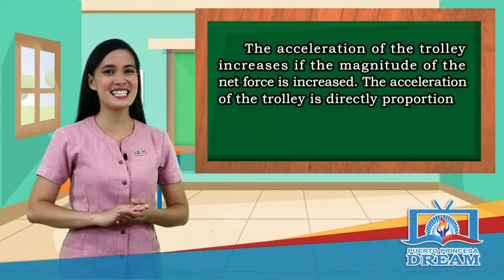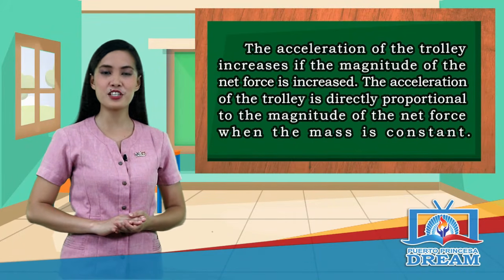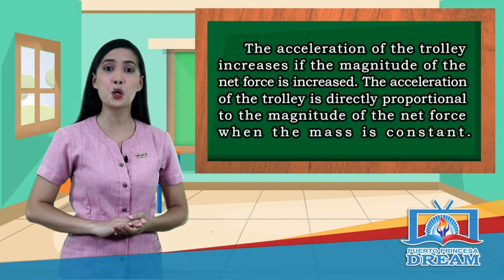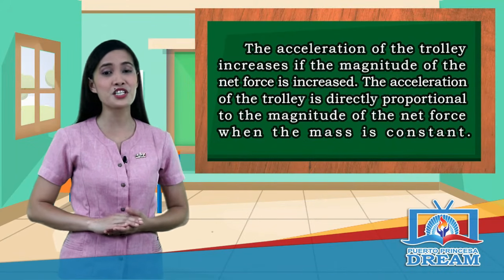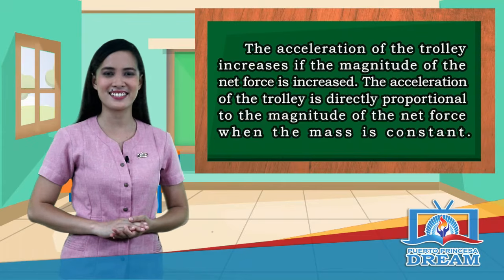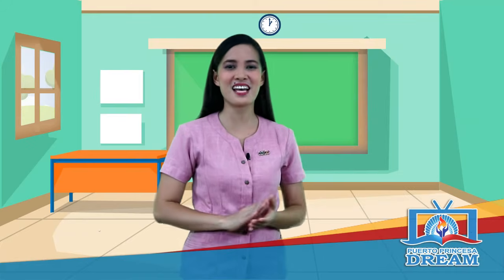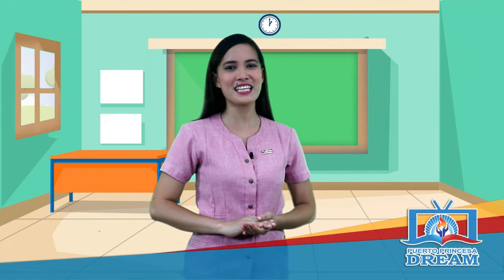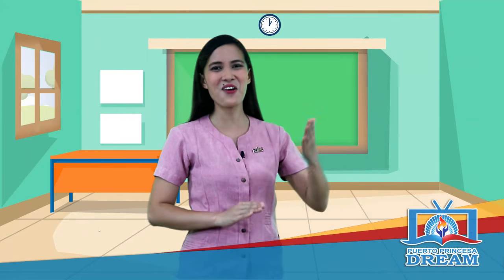The answer is the acceleration of the trolley increases if the magnitude of the net force is increased. The acceleration of the trolley is directly proportional to the magnitude of the net force when the mass is constant. I hope you got it right. Give yourselves a round of applause if you got it correctly. If not, let's proceed to the next activity for you to understand more about the lesson. Let's go!